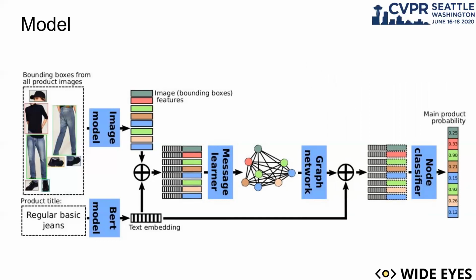But before the node classifier, we also concatenate the original text embeddings with the updated features. And then the node classifier is just a fully connected layer with an output of 2 dimensions in order to classify the bounding boxes.